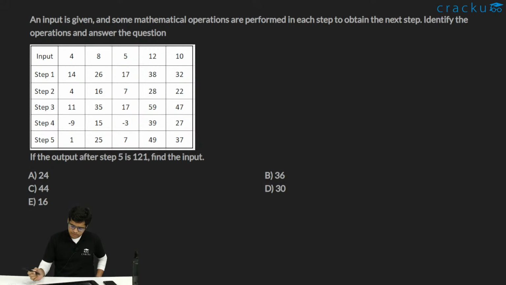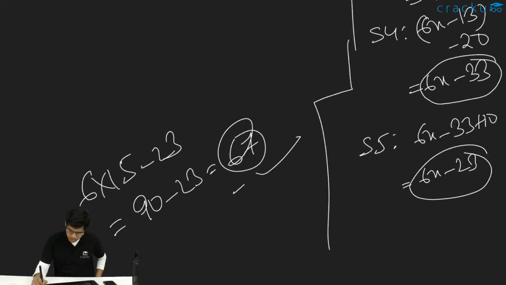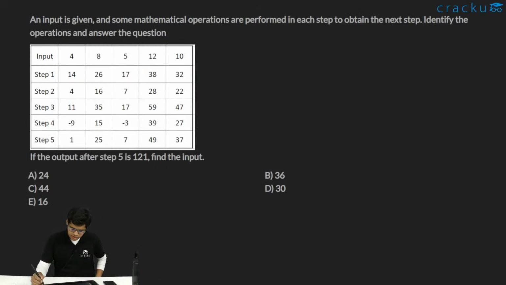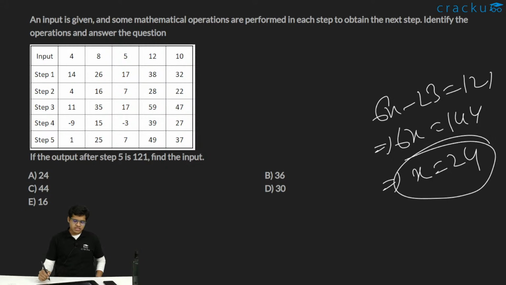Then we are having output after step 5 is 121, which means 6x minus 23 is 121. Or 6x equals 144, or x equals 24. Now x equals 24. So what is the input? Input is x, means 24. So option A is the right answer. So we are done with all the questions, guys.